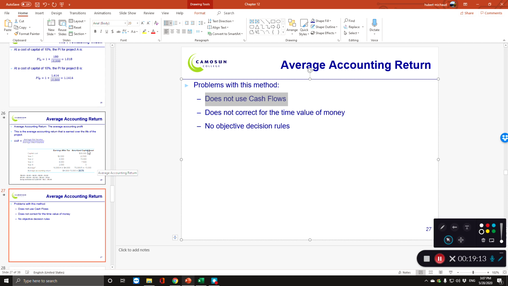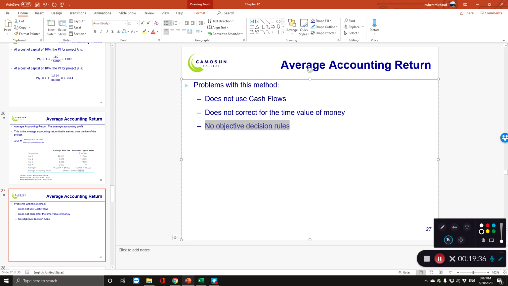Accounting flows are not really relevant because they don't really tell us anything about the actual timing of the cash flows, right? Because we use accrual accounting, we don't actually know when we receive the cash flows by using accounting cash flows. Okay. The last reason is that there's no clear decision rule.